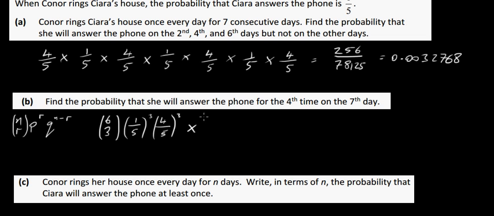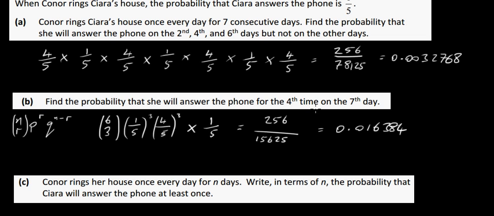So this is the probability that she will answer the phone on the 7th day, or on any day actually, is 1/5. So we just multiply by 1/5 here. Now when you work all that out you get 256 again on top, and you get 15625 on the bottom. And again, as a decimal, if you need it as a decimal, it's 0.016384. This is the accurate answer here anyway.